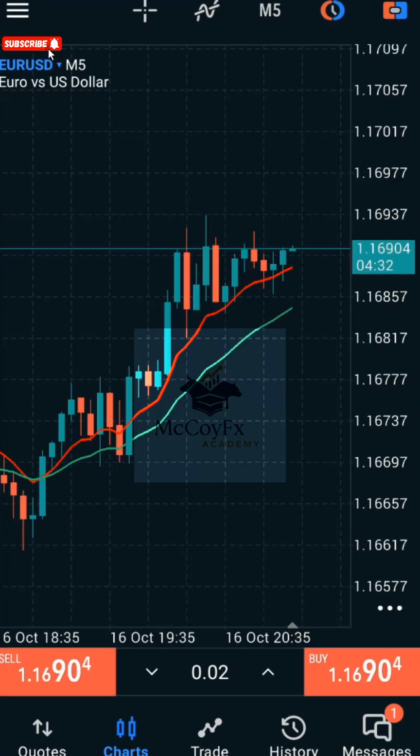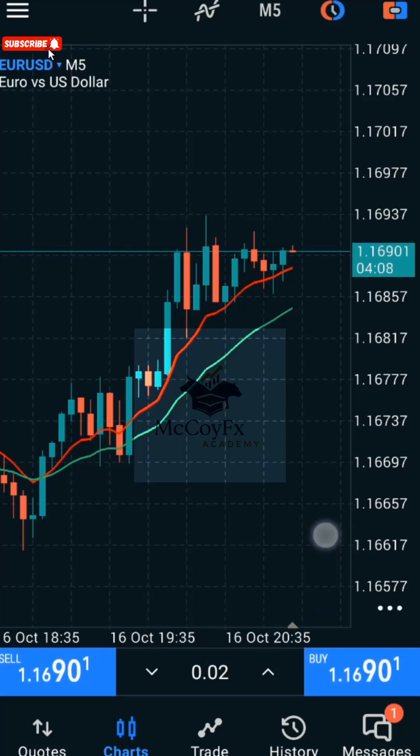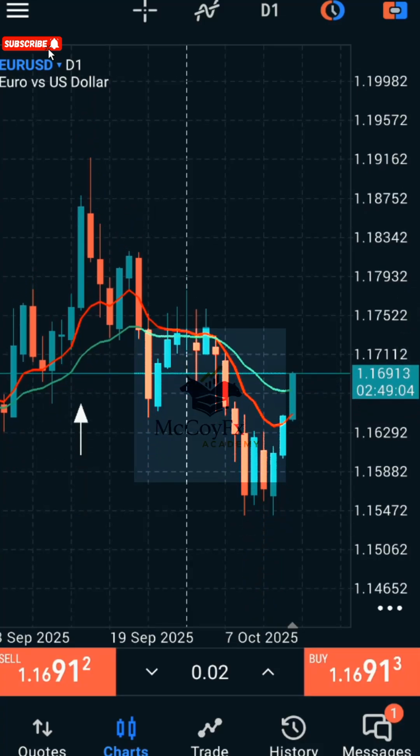Okay, now let's do the top-down analysis. Doing the top-down analysis, we first have to find out the direction of the market, where the market is heading. So for us to be able to do that, we first have to change our time frame to the daily chart time frame. So let me change it to daily. When we change it to the daily time frame, we can see that the price is in a bullish trend.